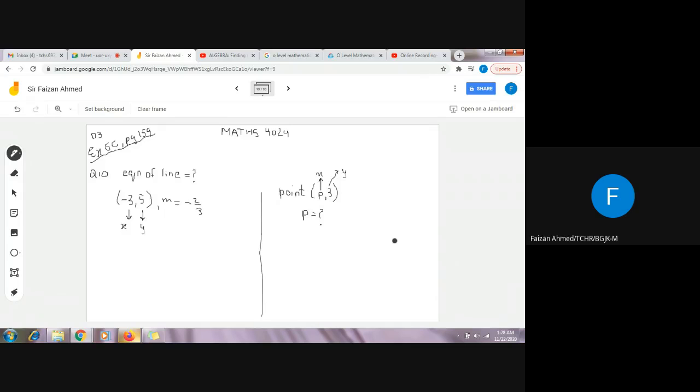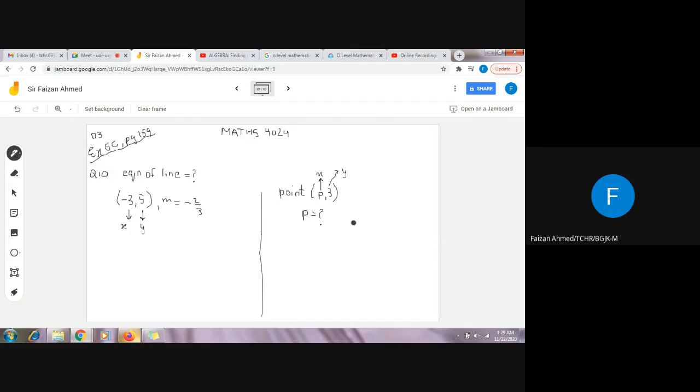Question number 10 of exercise 6C, page number 159. It is from D3 and this is maths 4024. In this question, we have to find the equation of a line. This is basically question number 10 of exercise 6C. We have to find out the equation of the line.